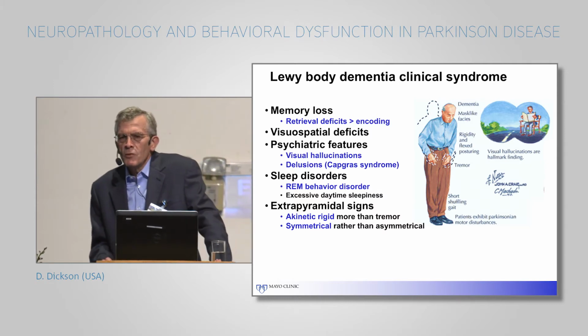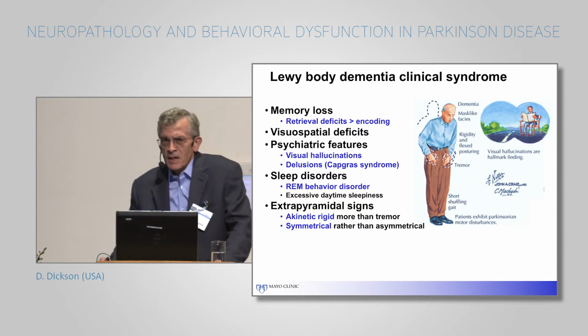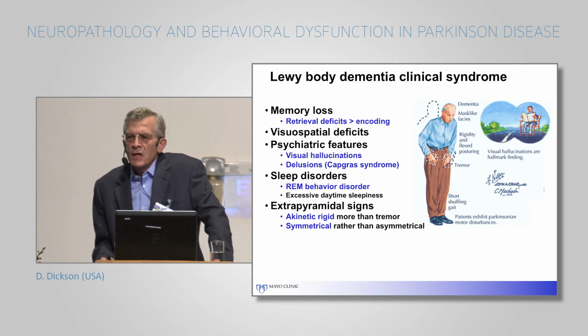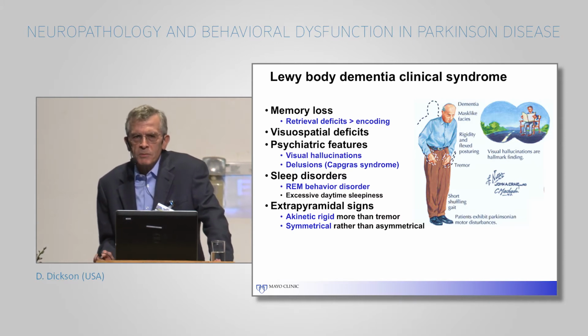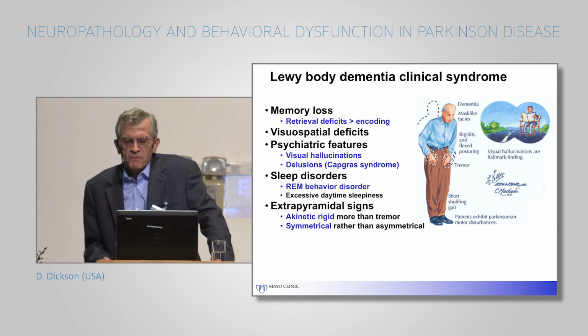RBD, REM, rapid eye movement, sleep behavior disorder, is another feature that's characteristic of the Lewy body dementias, and this in fact can antedate the cognitive or motor syndrome by decades. There's one patient in our longitudinal DLB study at Mayo Clinic that had 50 years of RBD before developing cognitive problems and then eventually dementia. The Parkinsonism is typically different in Lewy body dementia from that seen in idiopathic Parkinson's disease, in that it tends to be akinetic rigid, and it's often not as asymmetrical.